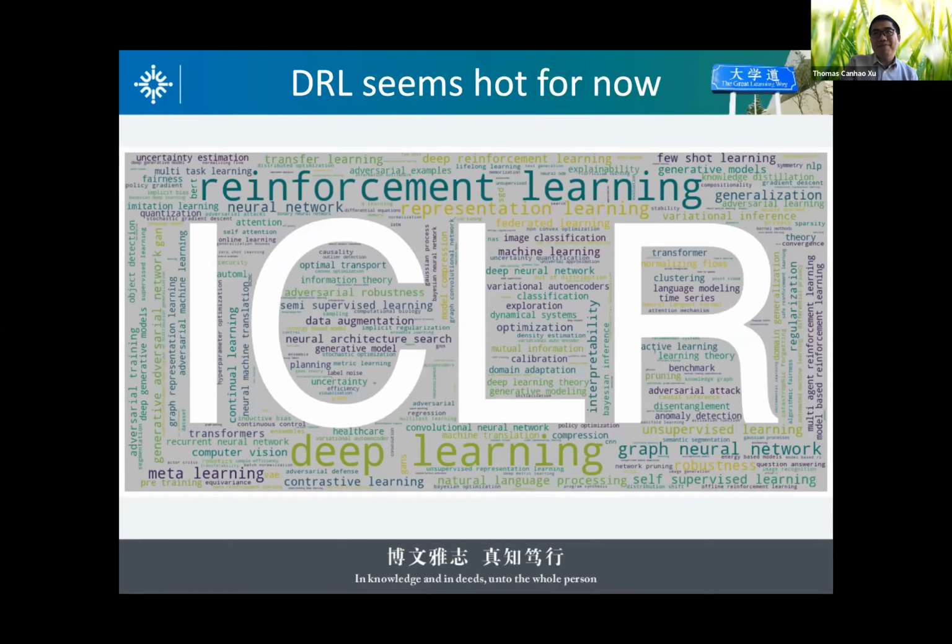If you take a look at the conference this year, the ICLR, let's say the International Conference on Learning Representations, it's for machine learning and deep learning, and of course reinforcement learning. So a lot of learning stuff in this conference.